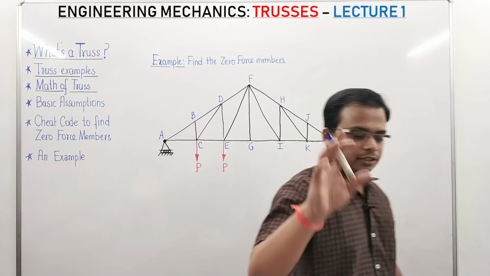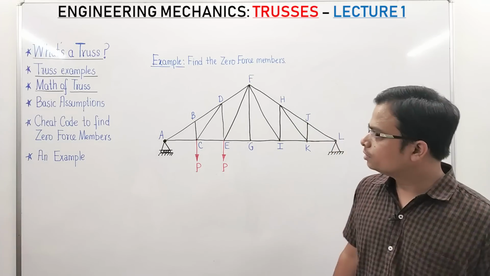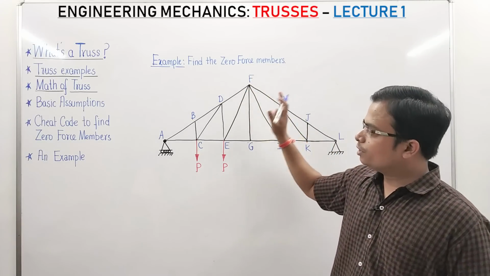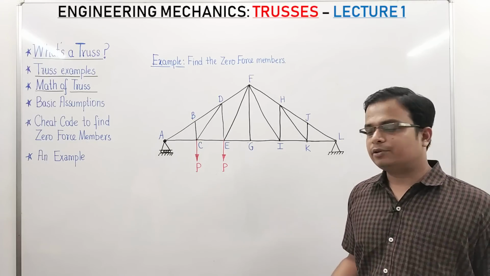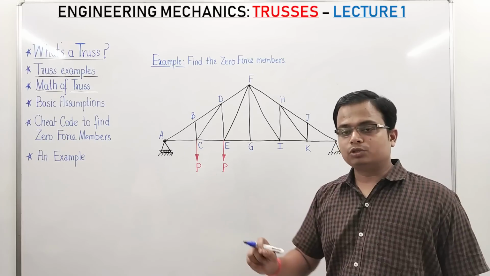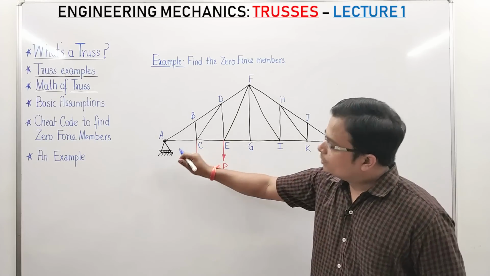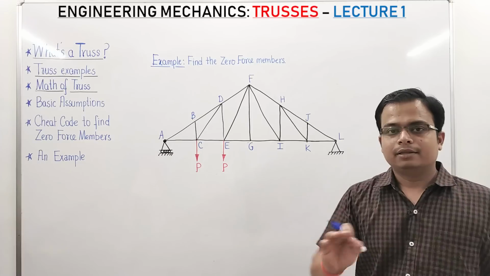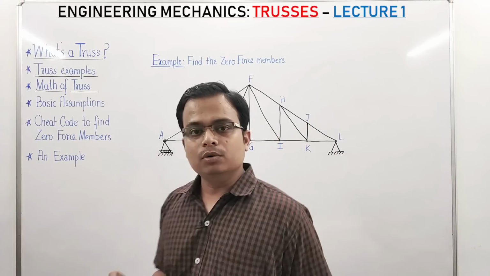So guys, here is the problem. What you need to do is find the zero force members. You need to work out, just by the hit and trial approach and just by the 2 cheat codes which I have given to you, the names of those members where the actual force is going to be equal to 0.